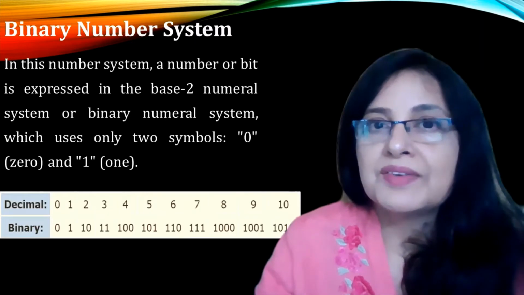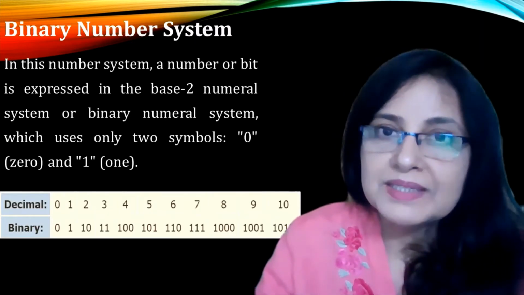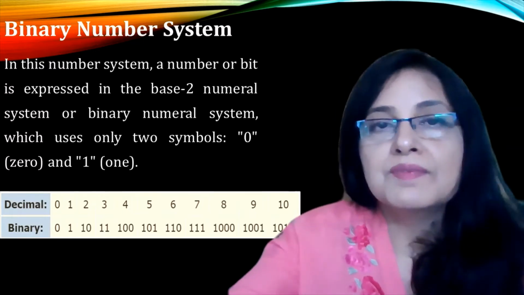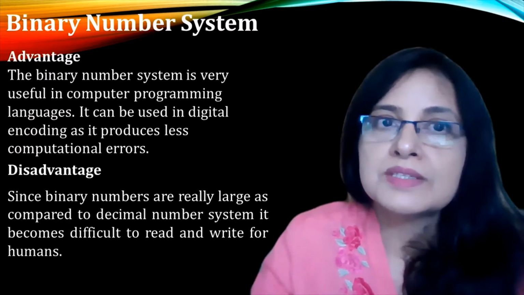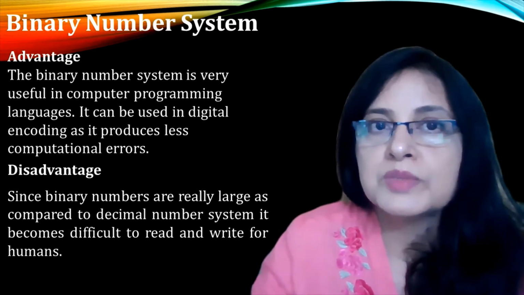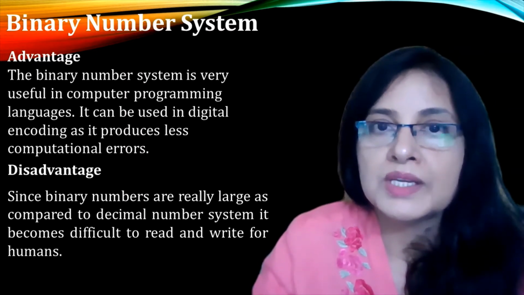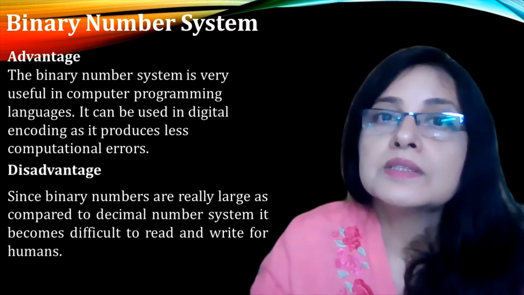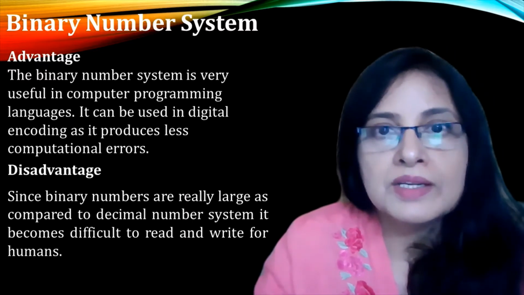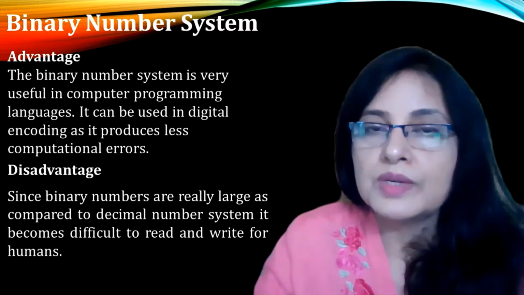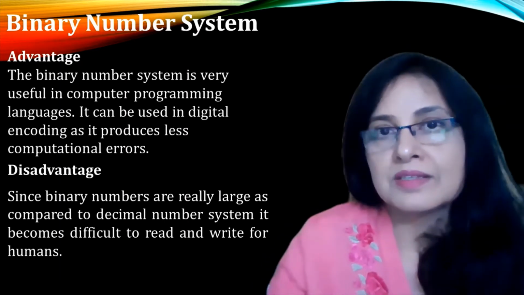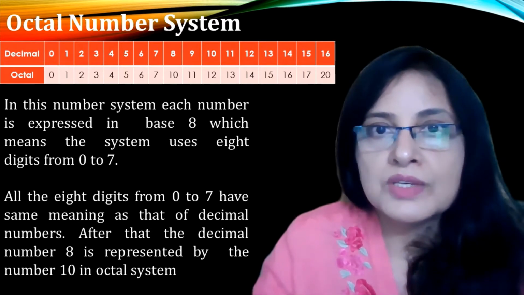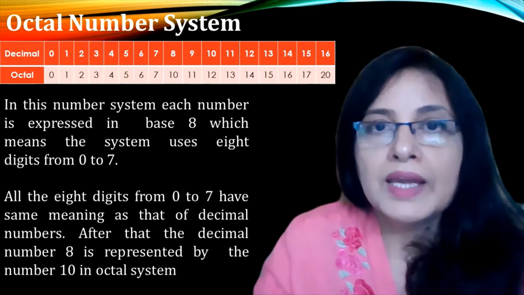We start with the binary number system, which consists of bits. And each bit has value either 0 or 1. The advantage of the binary system is that it's useful in computer programming languages and it's used in digital encoding as it produces fewer computational errors. However, the numbers in binary are really large, so it's very difficult for humans to read and write. That is the disadvantage.